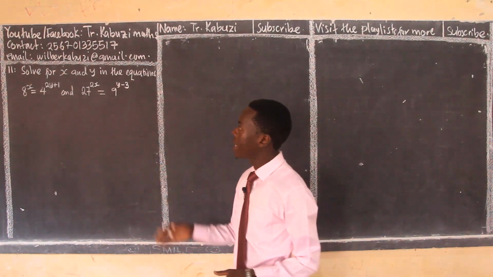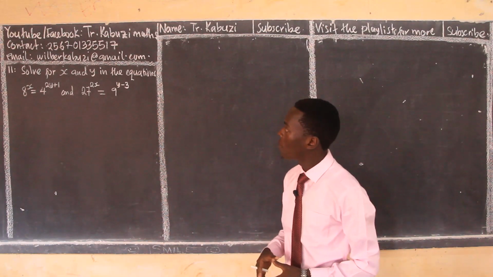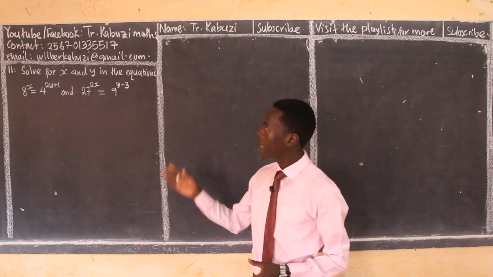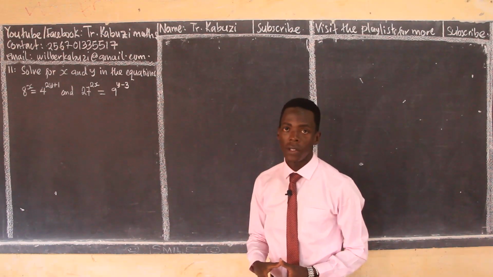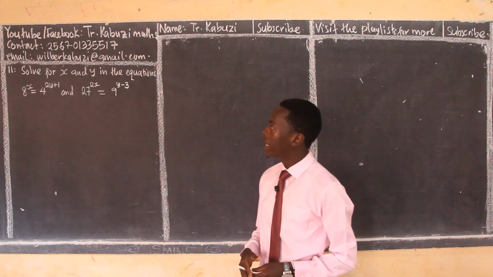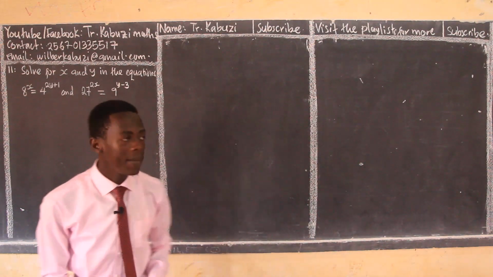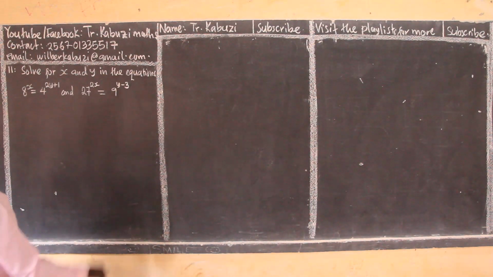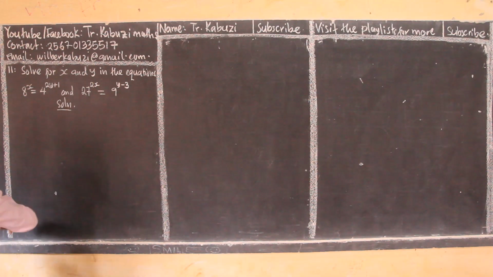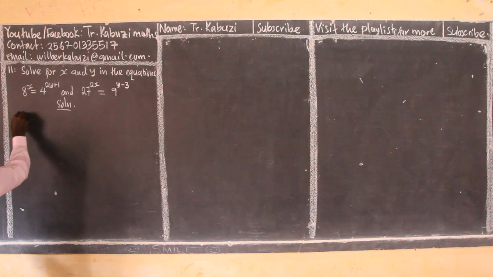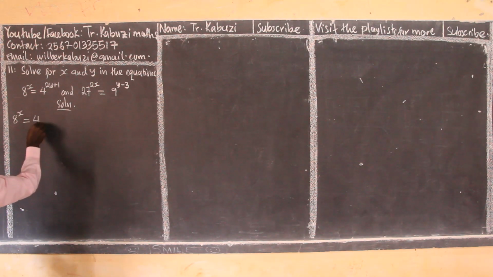Here we are with number 11. It says solve for x and y in these equations. Now these were numbers for indices, by the way, and then solving simultaneous equations. So let me start by handling this. In our solution, you had 8 power x equals 4 power 2y plus 1.